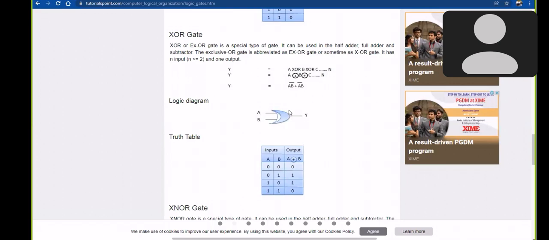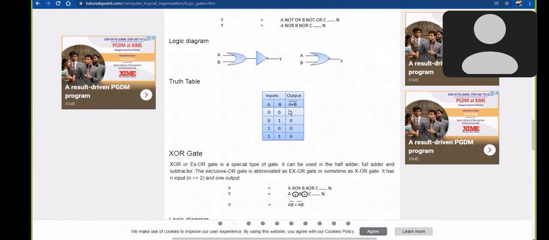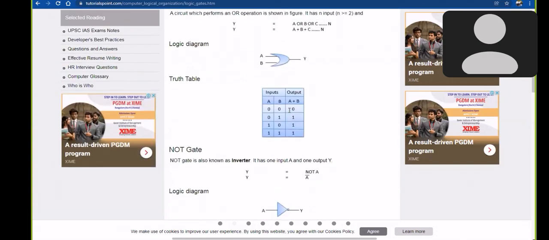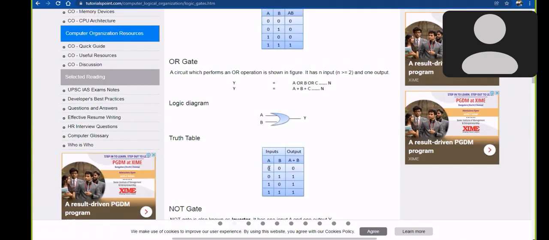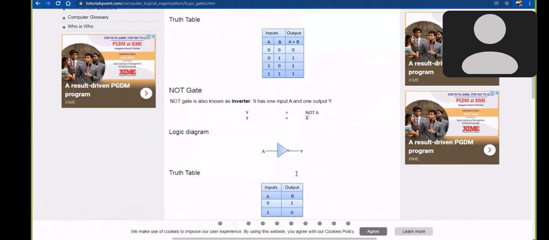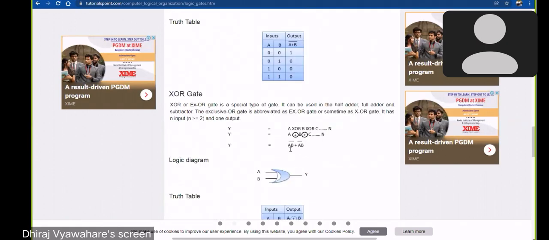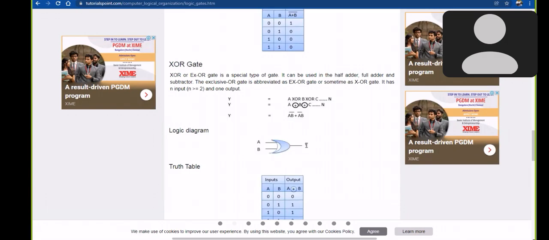When you observe the truth table of the OR gate, what does it represent? When any one of the inputs is 1, then the output is 1. But in the XOR gate, what happens? That is the combination of what? A B bar plus A bar B. Okay. You just calculate that.